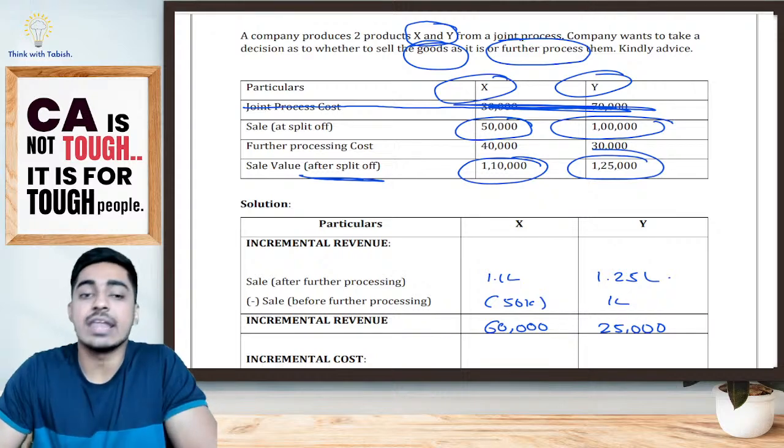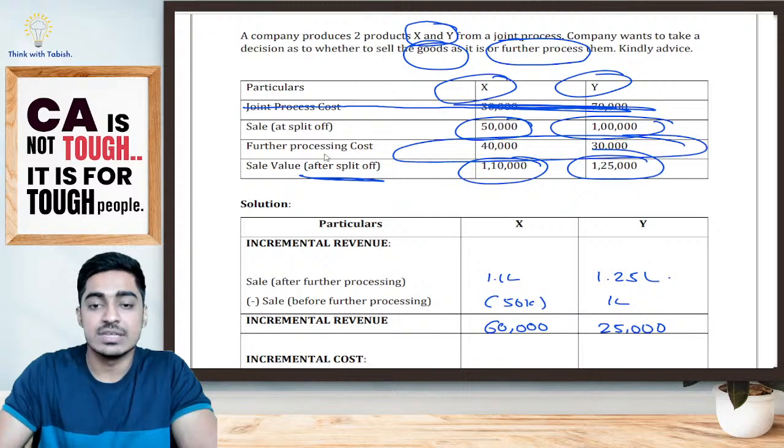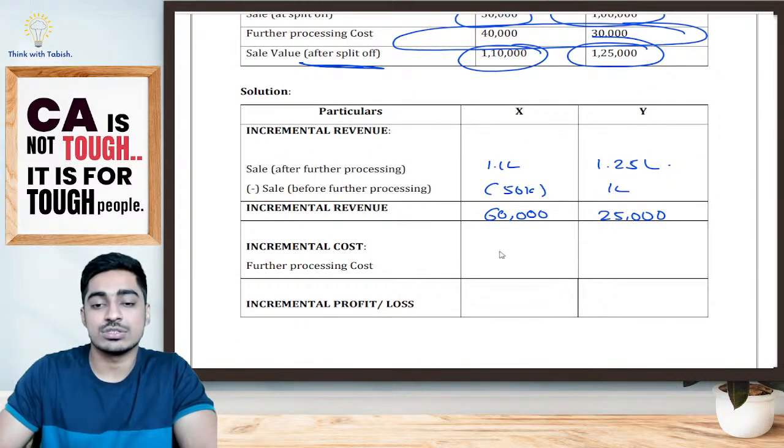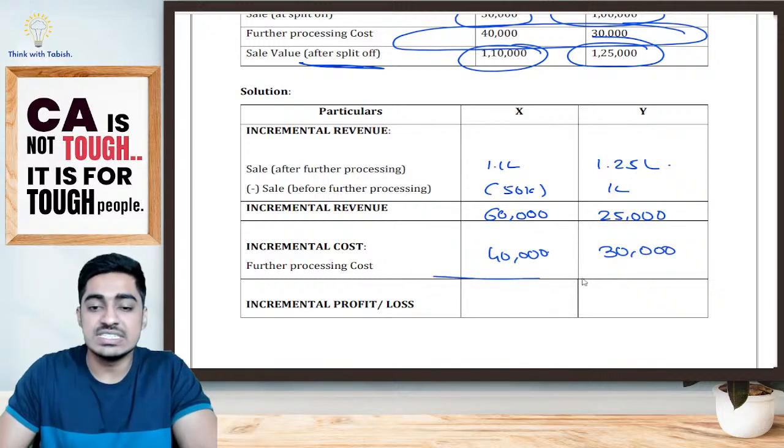This is the extra revenue. And to earn this extra revenue, how much cost are we incurring? For X, we are incurring a cost of 40,000 rupees. For Y, we are incurring a cost of 30,000. So what is the decision we are taking?